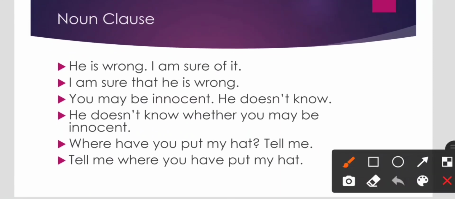We can combine two or more than two simple sentences and frame a complex sentence by using a noun clause, by using a subordinating conjunction. Noun clause functions as a noun. He is wrong, I am sure of it. I am sure that he is wrong. This is a noun clause.